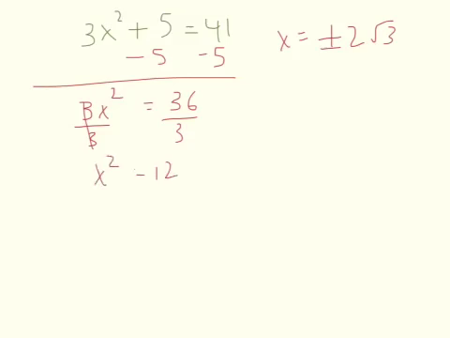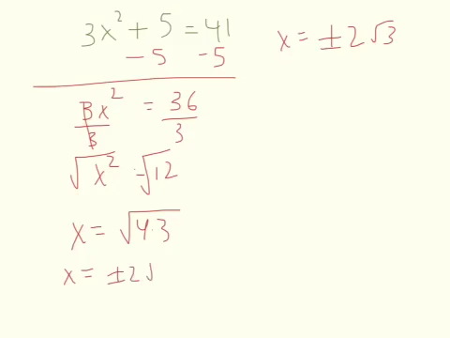Now that I have x squared equal to 12, I want to solve for x, not x squared. So I'm going to undo the squared term by taking the square root on both sides. The square root of x squared is x, and the square root of 12 is, guess what still? It is 4 times 3, which is equal to the positive and negative version of 2 radical 3.